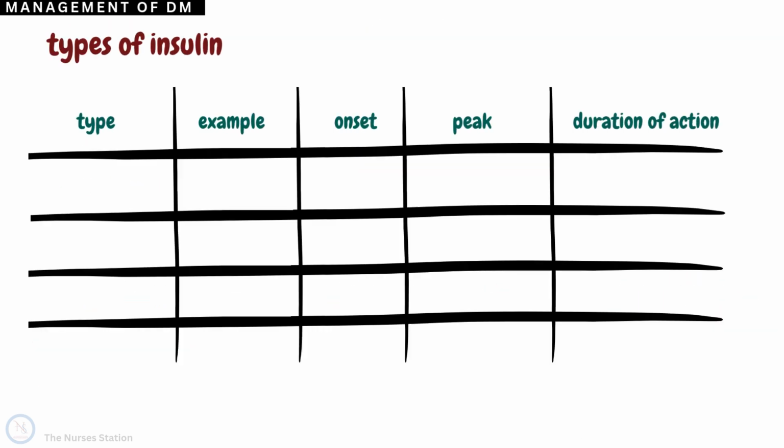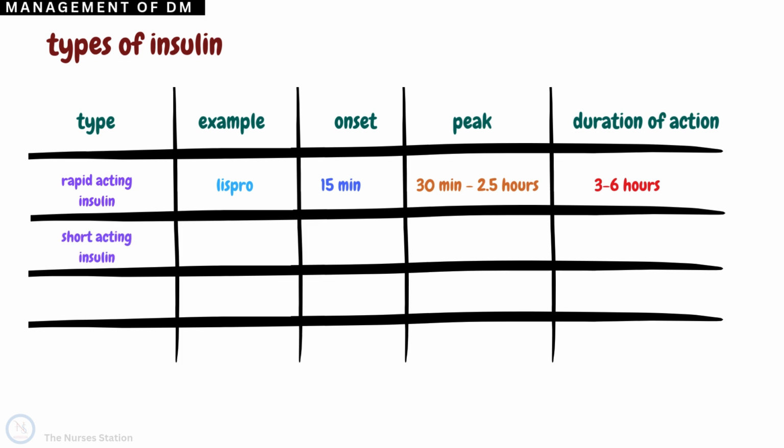The first type is the rapid-acting insulin, for example Lispro, with onset of 15 minutes, peak of 30 minutes to 2.5 hours, and a duration of action of 3 to 6 hours. Next, we have short-acting insulin like regular insulin, with onset of 30 minutes, peak of 1 to 5 hours, and a duration of 6 to 10 hours.